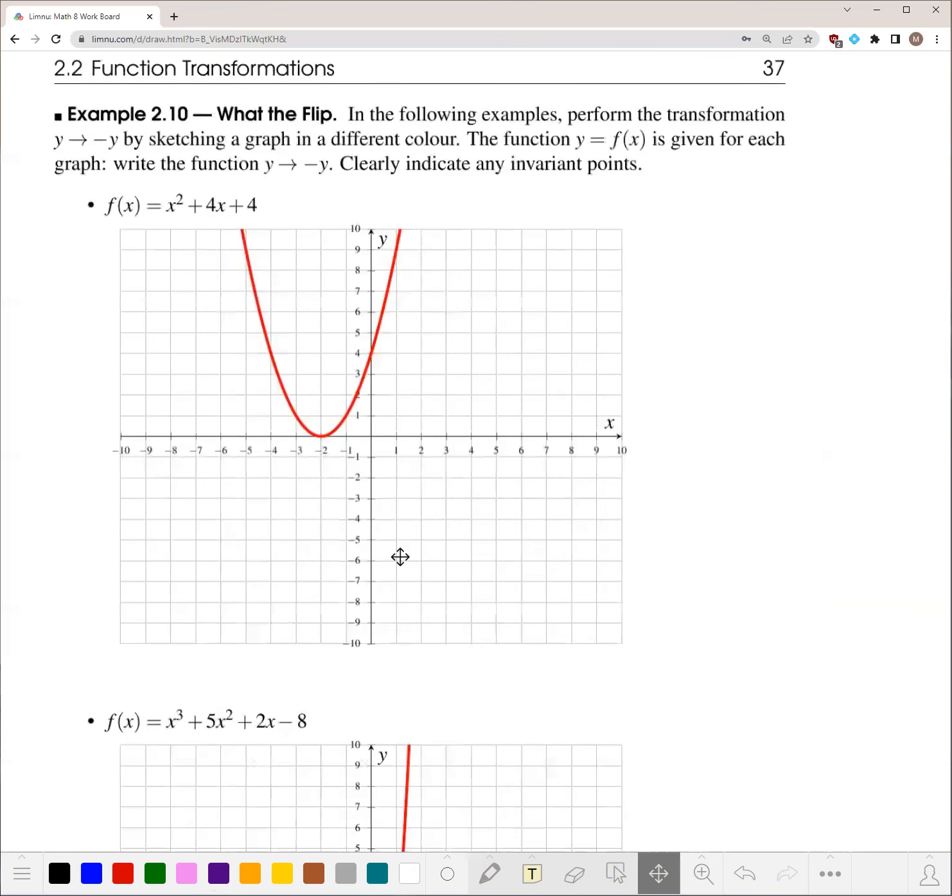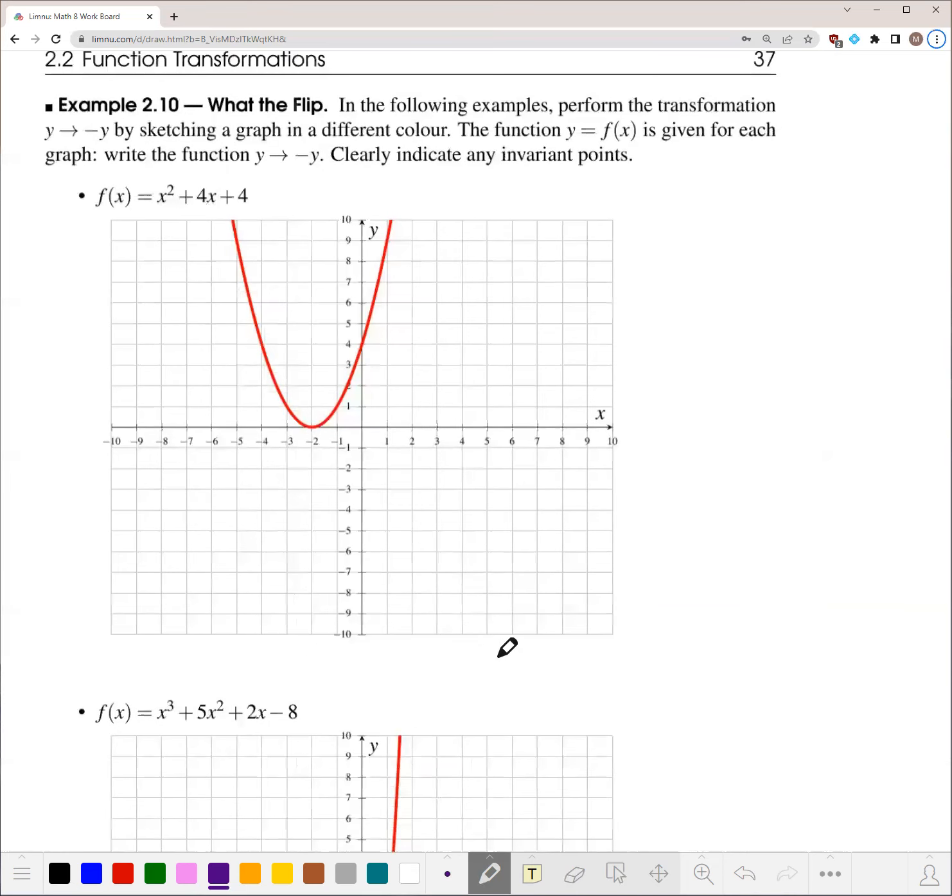So for both of these, what we want to do is use a different color, it's your notes, I don't really care. Produce a reflection by doing y to negative y. And I'll show you two ways of doing this. The first is thinking about it as a function overall and then graphing it. So here's our first function. It's f of x is equal to x squared plus 4x plus 4.